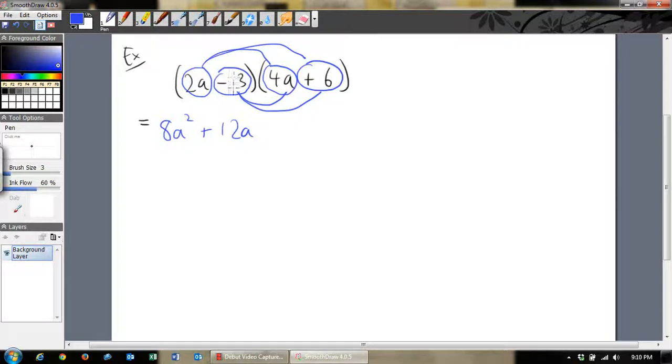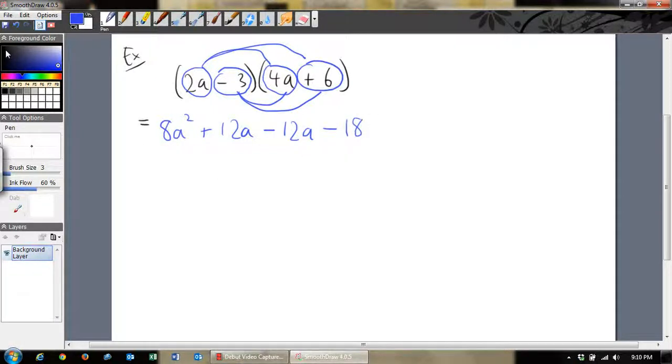Good. What's negative 3 times 4a? Negative times a positive is negative 12a. Negative 3 times 4, so that's negative 12, and we've just got that a sitting there. Last one, we've got negative 3 times positive 6 is negative 18.